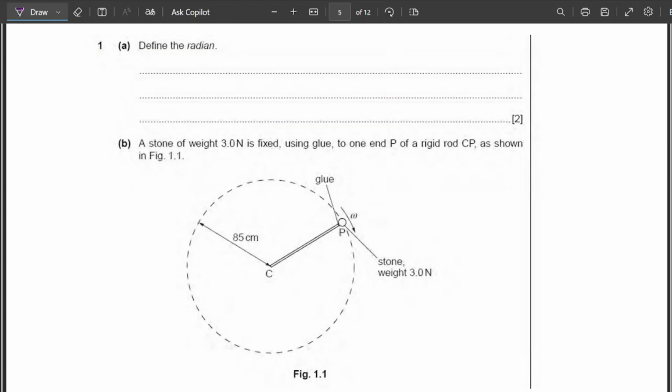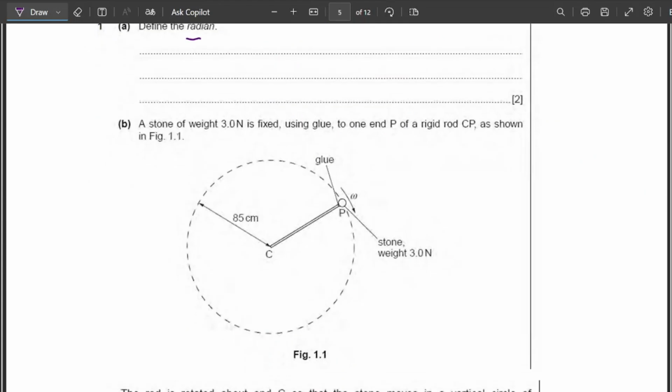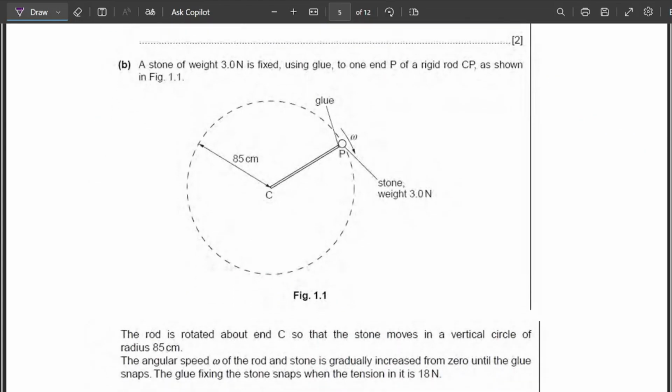We've already discussed what the radian is, so we're not going to be doing that. But we move on to the next part, and it says a stone of weight 3 newtons is fixed using glue to one end P of a rigid body CP, as shown in figure 1.1. So this is figure 1.1. That right there is a stone, and it's fixed to this rigid body CP with glue.